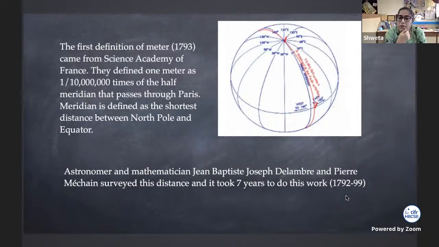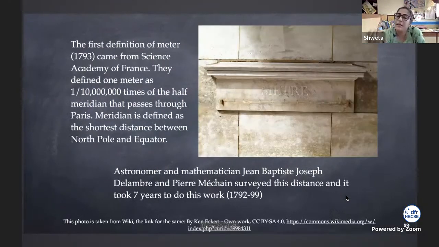So Jean Baptiste and Pierre Méchain were assigned to do this work. One was an astronomer, one was a mathematician, and they took almost 7 years to do this work, to figure out whether the standardized unit they had thought of fits with this scale. And after 7 years, they made some adjustment. But France was very proud of their achievement because they defined something as 1 meter, and they have a concrete piece which is placed in their museum, which people can now replicate and use.